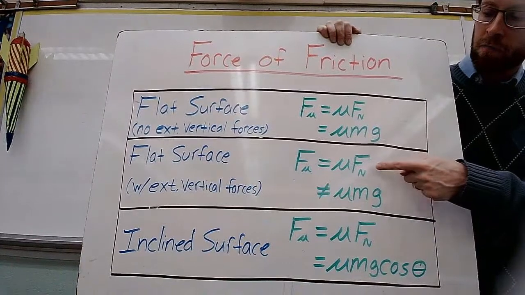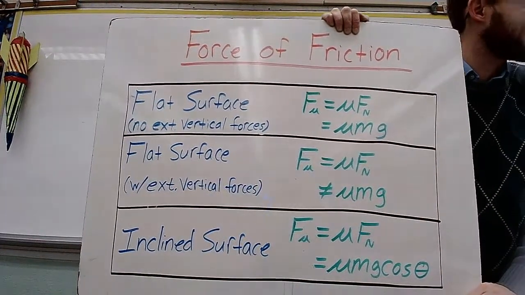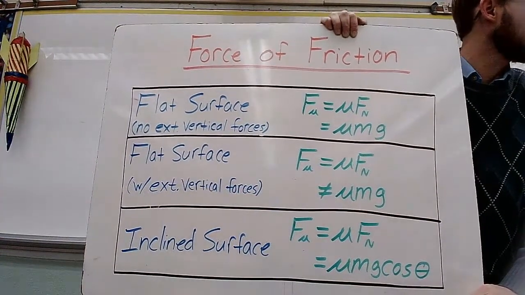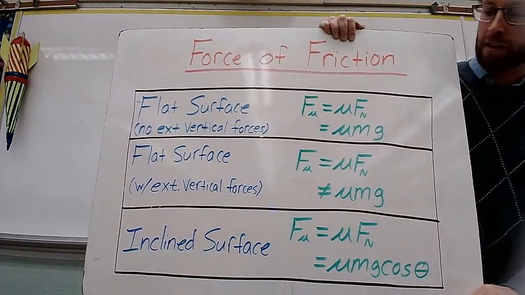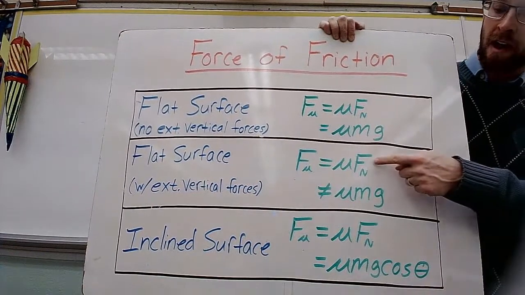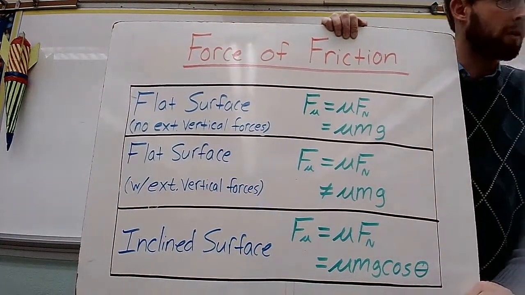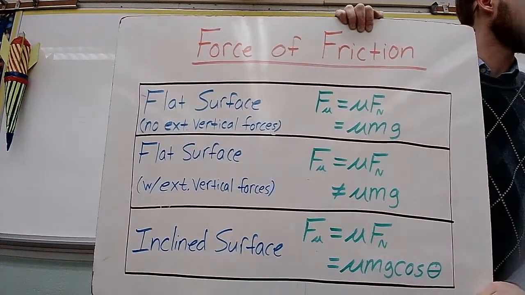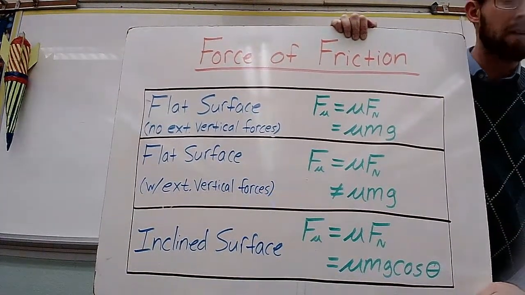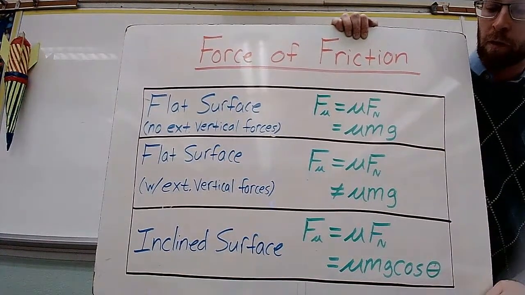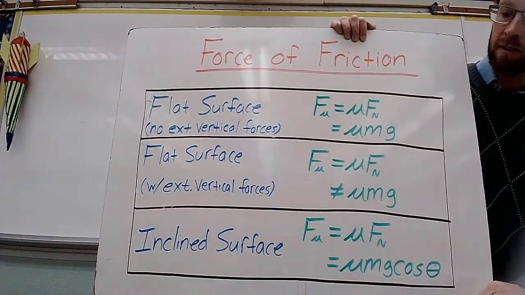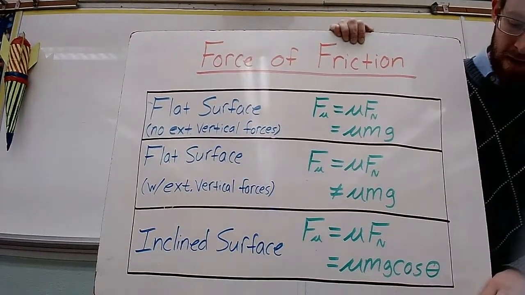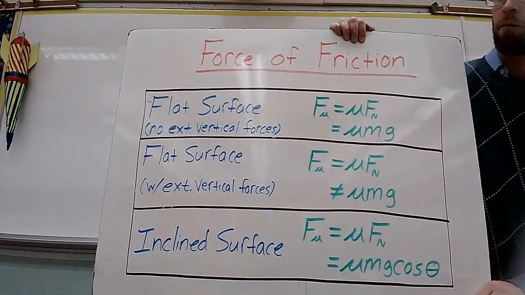So in order to figure out your force of friction for this example, you'd have to calculate your normal force first, usually through force equations and force diagrams. And once you have that normal force, you could figure out your force of friction. But it's not just mu mg for this scenario. If something's pulling up or pushing down, you have to first find your normal force before you can go anywhere with this.